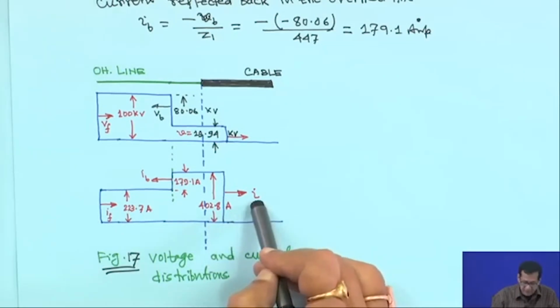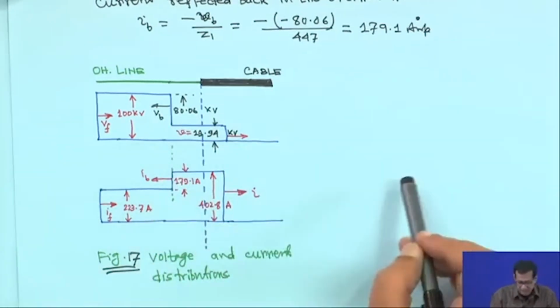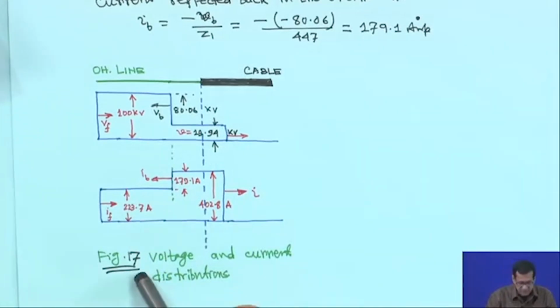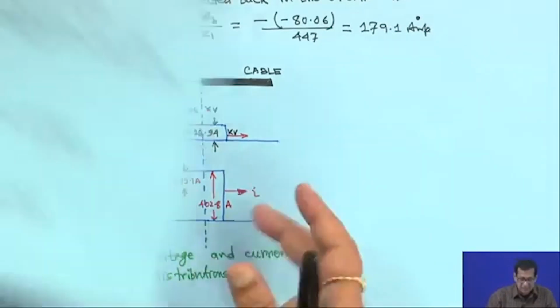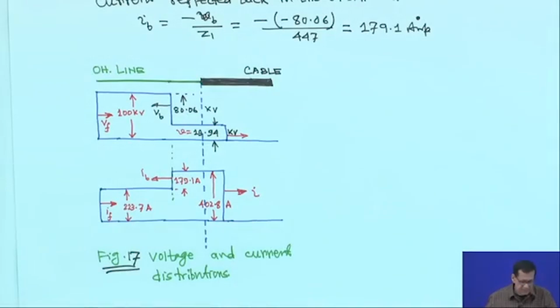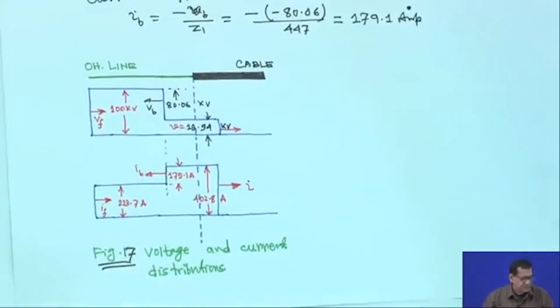So, this is your current wave and this is your voltage wave. This I have marked as figure 17. This is the current and voltage waveform. It is a step function we have considered.